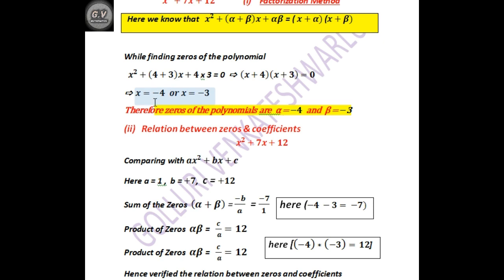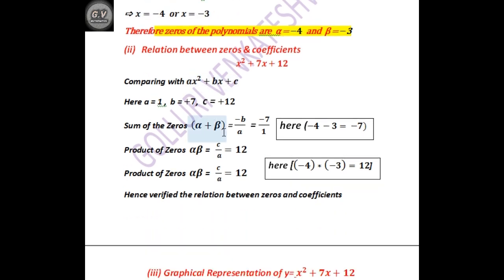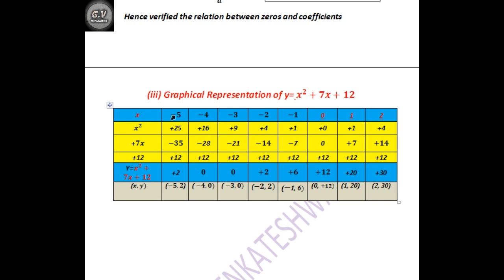Minus 4 is the least zero and minus 3 is the highest zero. Consider taking x values which contain minus 4 and minus 3. Here in this table, the x values taken are minus 4 and minus 3.